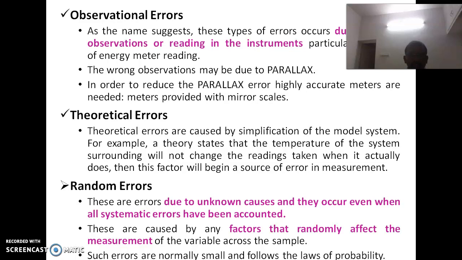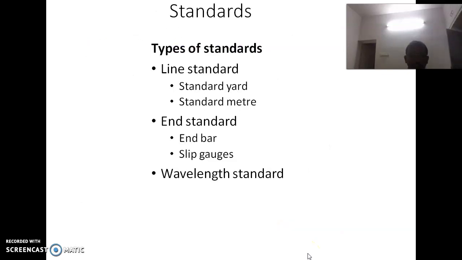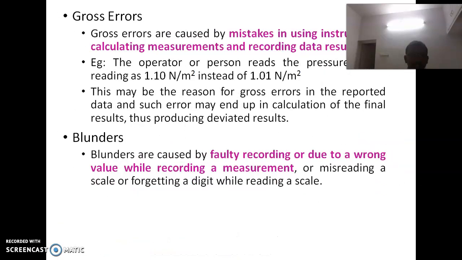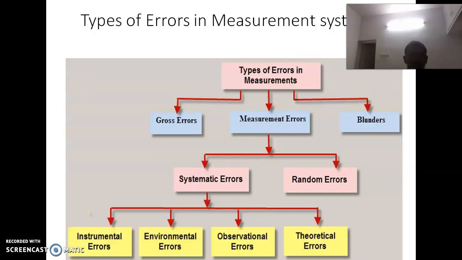Then random errors. These errors are due to unknown causes, and they occur even when all systematic errors have been accounted for. They are caused by factors that randomly affect the measurement of the variable across the samples. Such errors are normally small and follow the laws of probability. Okay, so we'll revise this one more time.